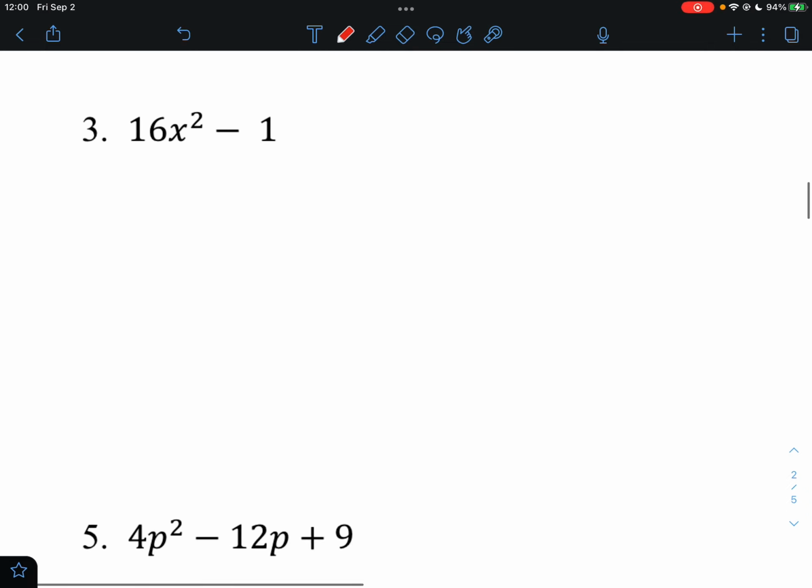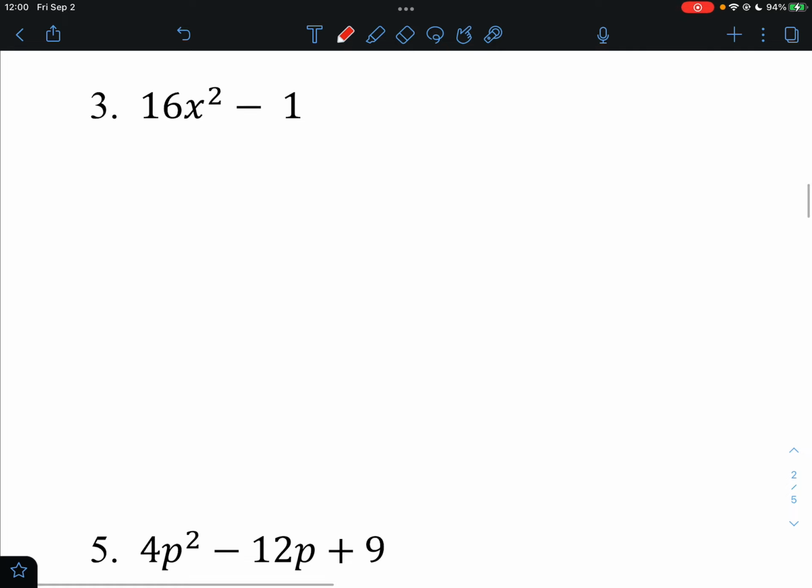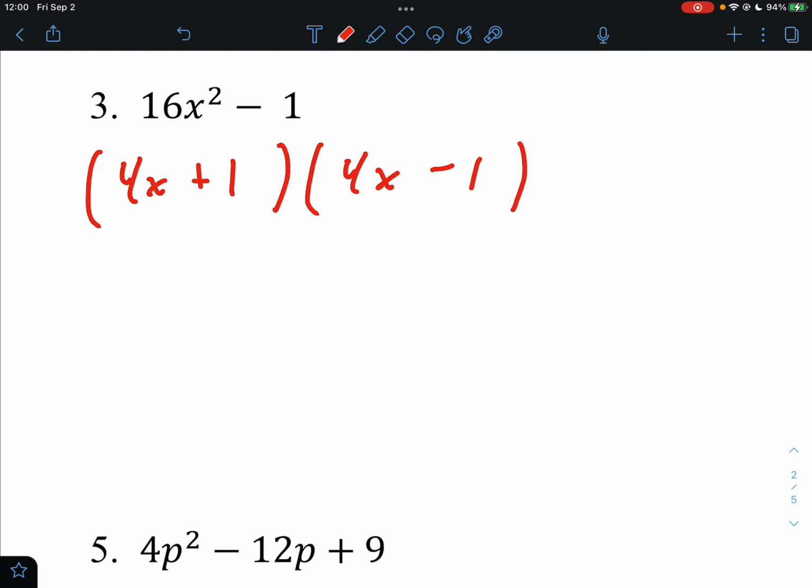Number 3, this is called a difference of squares. Why is it called a difference of squares? This is a difference, this is a perfect square, and this is a perfect square. So this is going to factor into 2 binomials: 4x plus 1, 4x minus 1. Because the square root of 16x squared is 4x, and the square root of 1 is 1. So a difference of squares will always factor in the form of (a plus b)(a minus b).